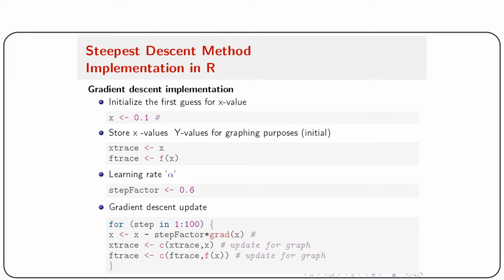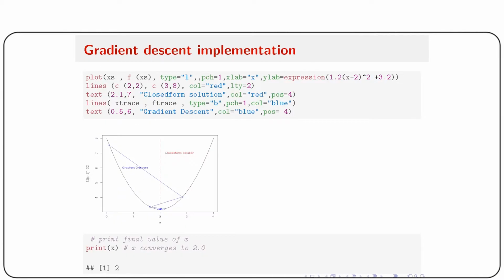This is x minus step factor, alpha, times the gradient of x, and then update the x trace as c(x trace, x), and update the value of the function f trace as c(f trace, f(x)). After running 100 times, this will create two arrays of length 100, one for x and another for the function value. That might be useful for updating the plots.